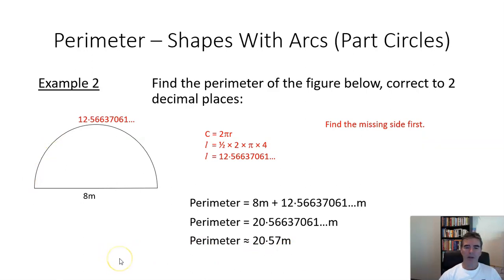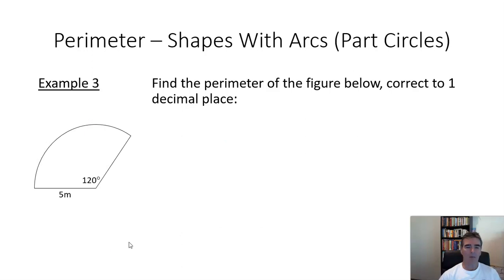Now if I've gone a little bit quick for you, remember you can pause it, rewind it and so on, so it makes it a little bit easier. Okay, so we've done a quarter of a circle and half a circle, so a quadrant and a semicircle. Let's have a look at a little bit more unusual sector. So let's have a look at one here.